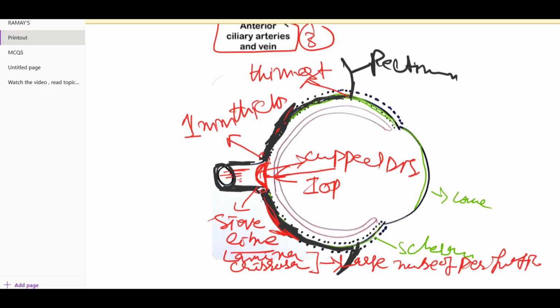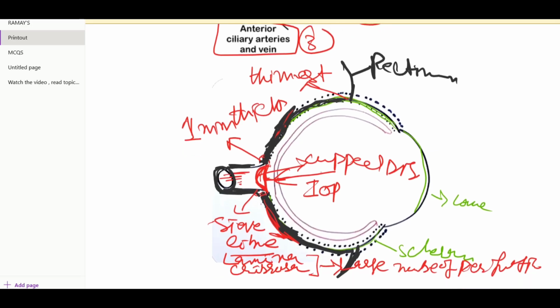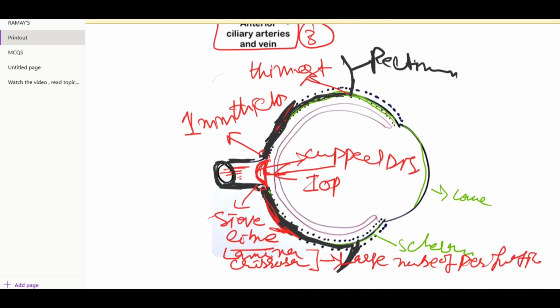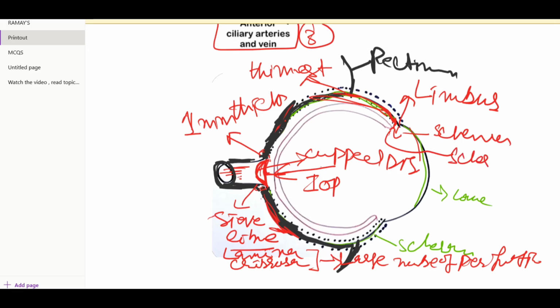Again, we have to see this in the diagram. Look here, this is the sclera and this is the cornea. This junction is known as the limbus or the corneoscleral junction. Posterior to this junction there will be the Schlemm canal, and also a part of the sclera becoming a circular thickening here, known as the scleral spur.